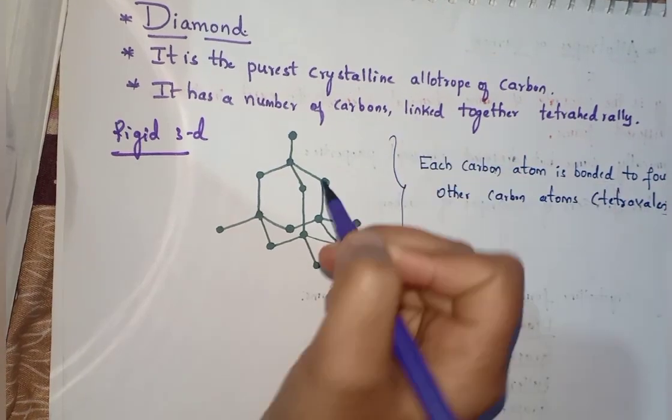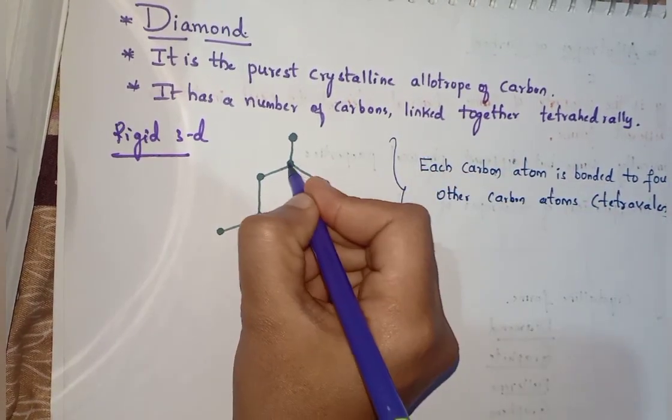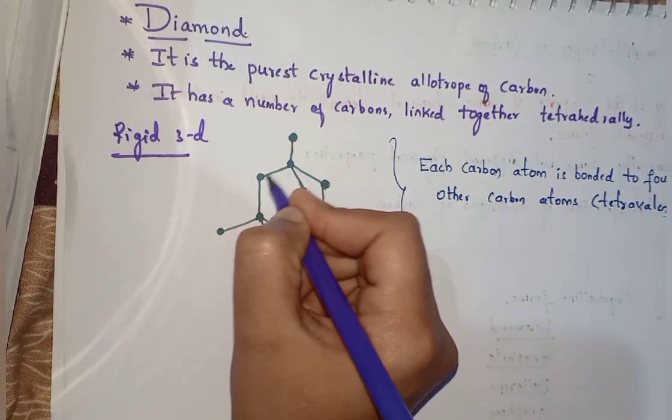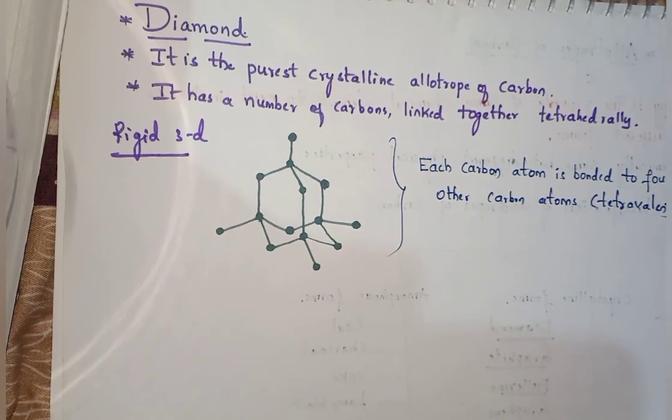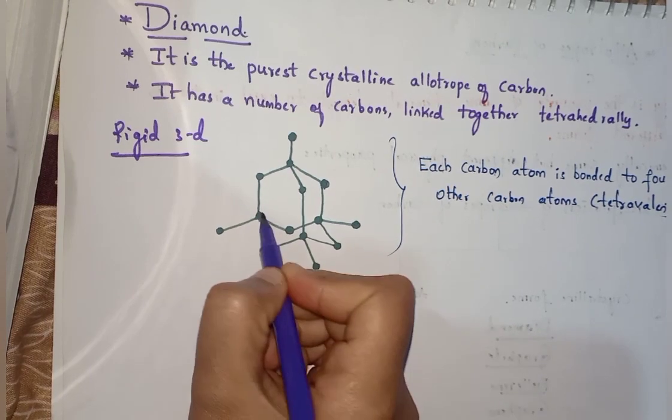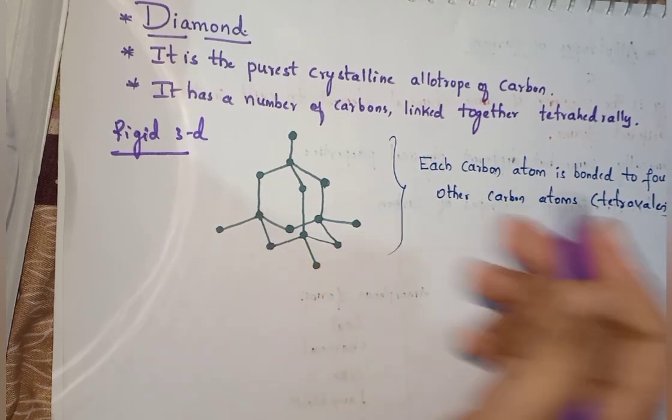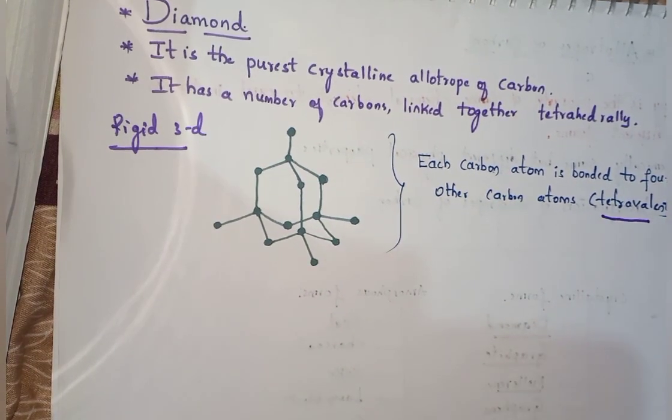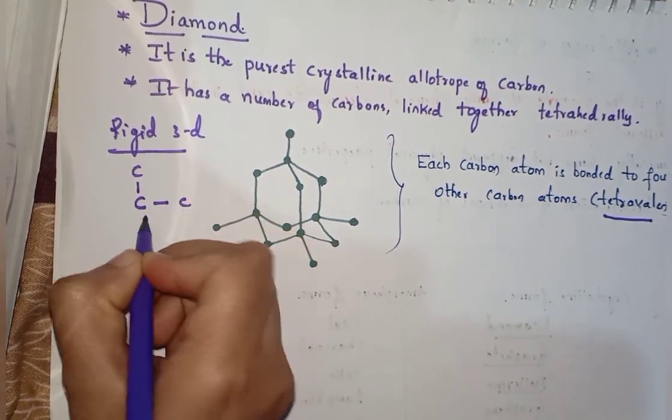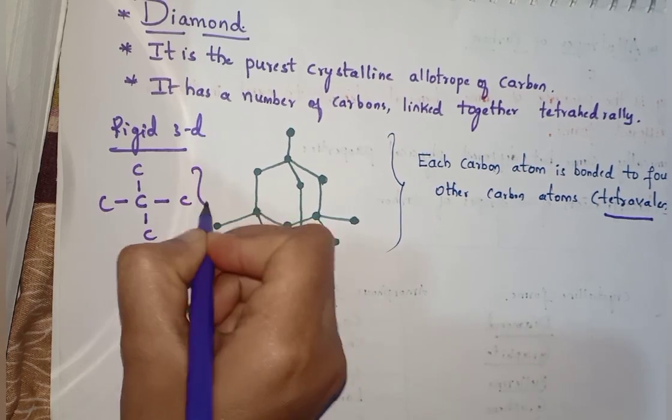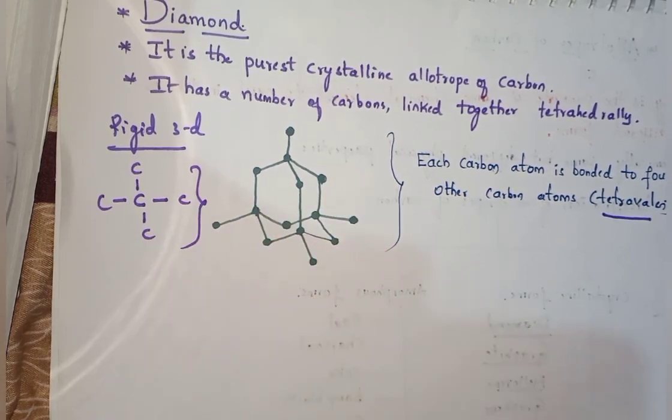Look at each carbon atom. This carbon atom is bonded to 4 other carbon atoms. Here this is entirely made up of carbon and nothing else. Look at this carbon atom. It is also bonded to 4 other carbon atoms. That means it is tetravalent. So here each carbon atom is bonded to 4 other carbon atoms. This property is called tetravalency.